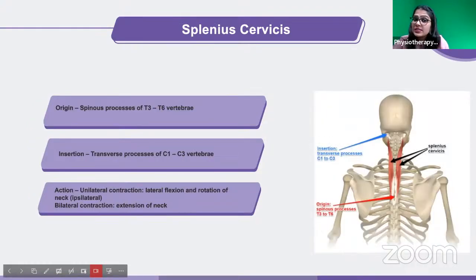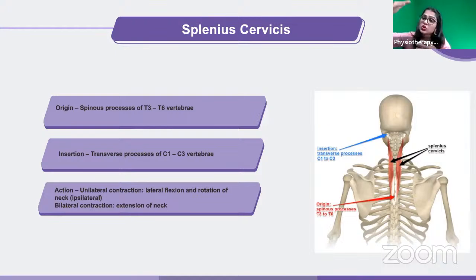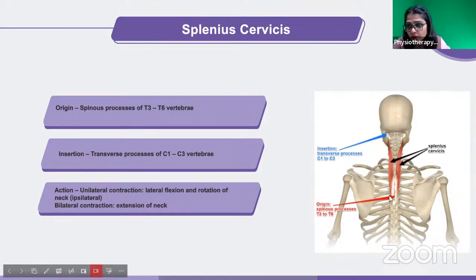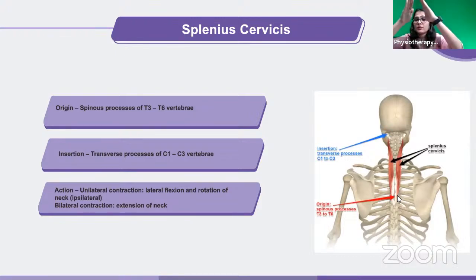Splenius cervicis has the origin from the lower part. As I told you, capitis is above. Capitis is something which is attached to your occiput, so it will be present on the upper side. But splenius cervicis will take the origin from the T3 to T6 vertebrae. That is the vertebrae which you can see here. So these vertebrae have the origin for splenius cervicis. It gets inserted into the cervical vertebrae. So the origin is from T3 to T6 and it gets inserted like this to the cervical region. That is why it is known as splenius cervicis.